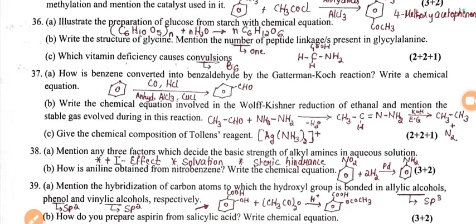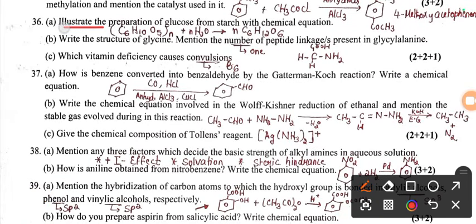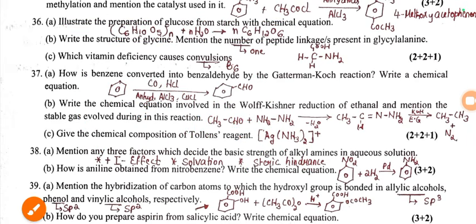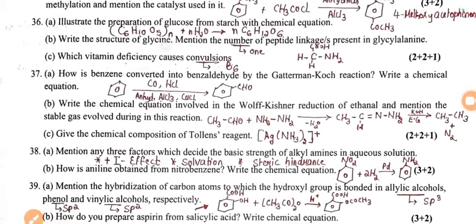Next question is the 36th question. Illustrate the preparation of glucose from starch. This is the formula of the starch, C6H10O5 n times. Starch is a polysaccharide. On hydrolysis, n number of molecules gives n number of C6H12O6, that is glucose.